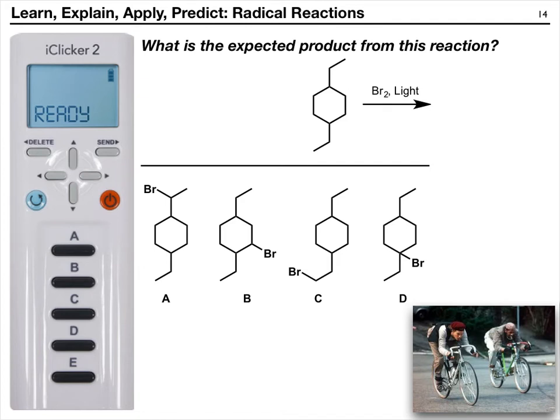So let's check out this one. What is the expected product from this reaction? Now pay attention to the molecule, the conditions, and what you think the correct product might be. When we say expected product, we're talking about the major product.